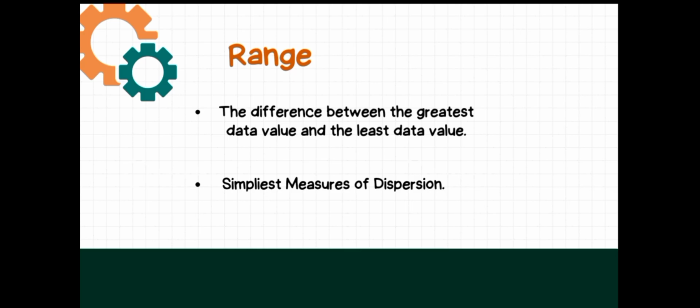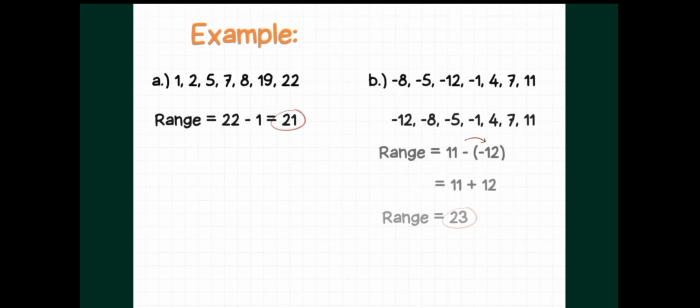Nakukuha natin ang range sa pamamagitan ng pag-subtract ng highest value sa lowest value. Halimbawa, kung makikita natin sa dataset letter A, ang given ay 1, 2, 5, 7, 8, 19, and 22. So makikita natin na ito ay arranged na and walang negative. So ang gagawin na lang natin ay kukunin natin ang highest at lowest value.